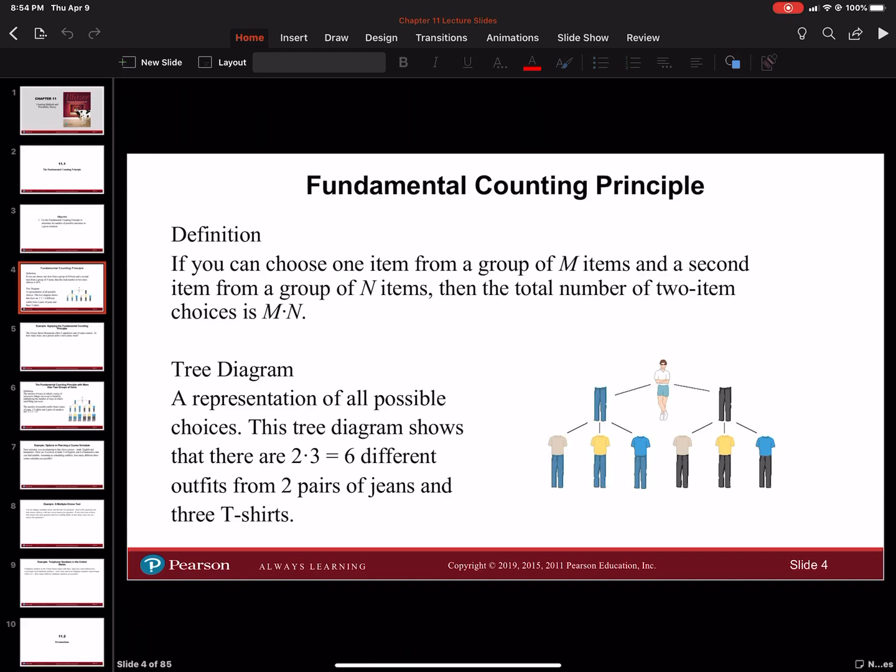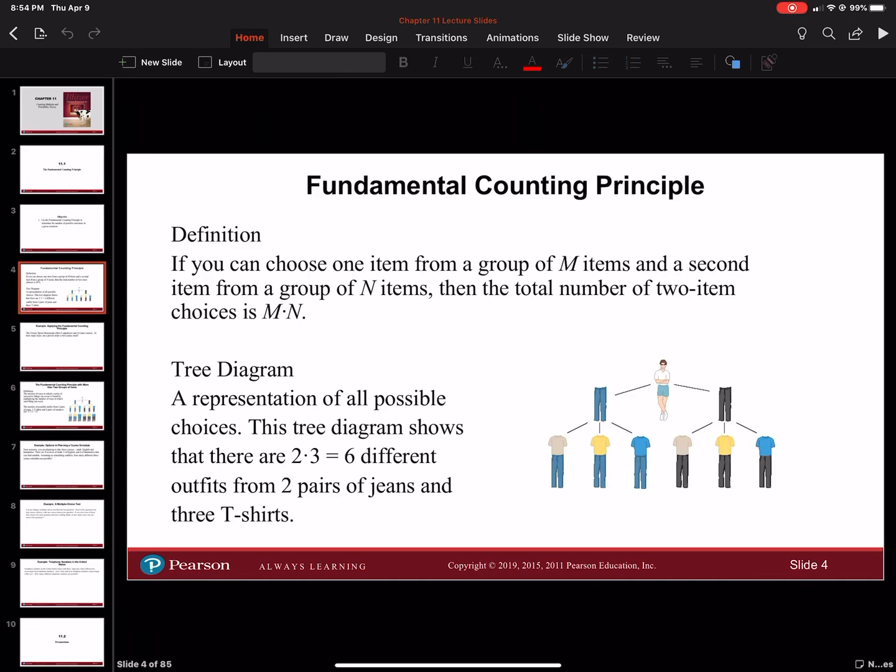Now, to figure out how many different two item choices we would have, what? 2 times 3, which gives us 6. So you have a total of 6 different outfits that you could possibly make from 2 pairs of pants and 3 shirts. Because every shirt can go with 1 pair of pants, and every shirt can go with another pair of pants. So it gives you a total of 6 different 2 item choices that you can actually have.